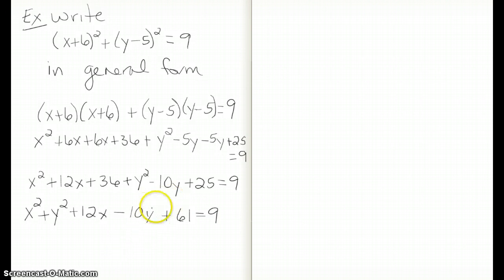It's still not done yet because remember the general equation has it equaling 0, so let's move this 9 over. So we've got x squared plus y squared plus 12x minus 10y. Let's see, what happens if I want to move that 9 over? I would have to do 61 minus 9, which is 52.